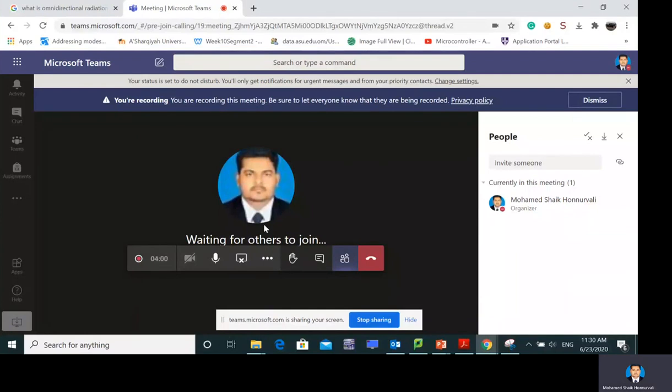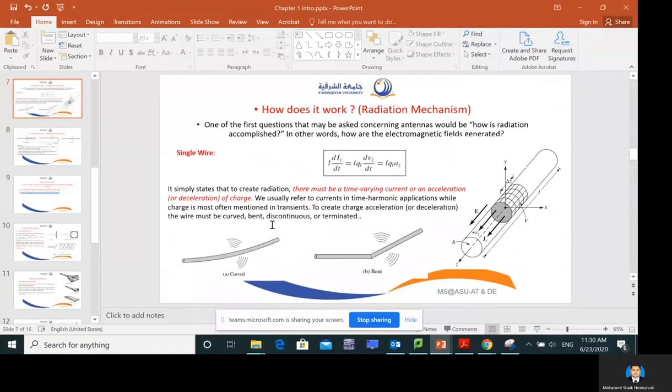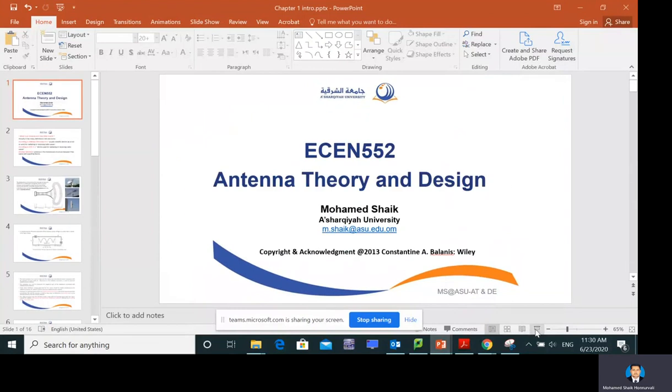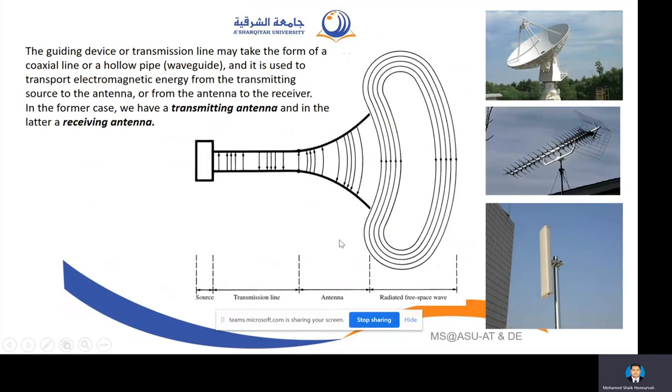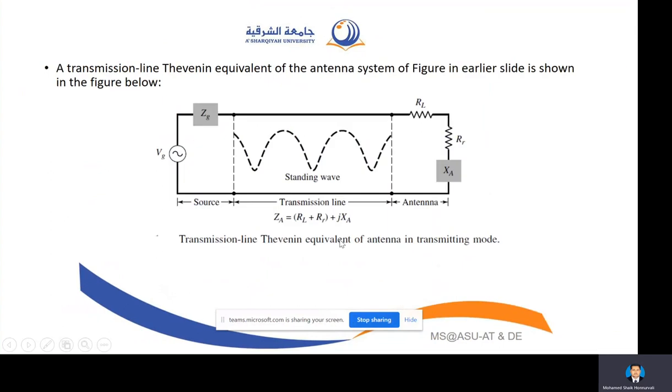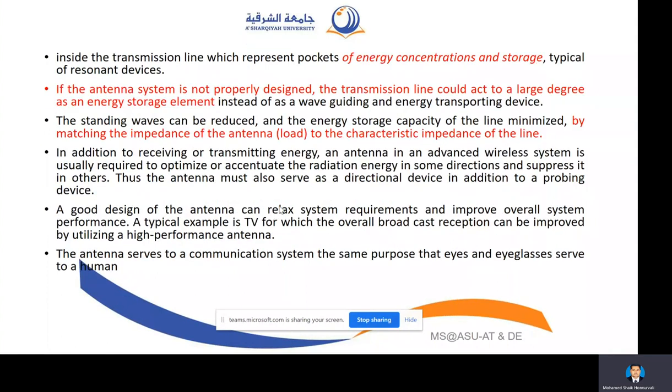So, in today's class, we will continue with what we left yesterday. Yesterday we discussed what an antenna is, right? And we have seen some definitions and its mathematical representation. What are the losses involved in it? How they are represented? Okay. What are the issues when we are integrating the antenna with the communication system, right?